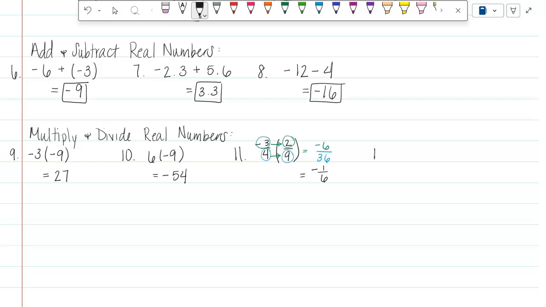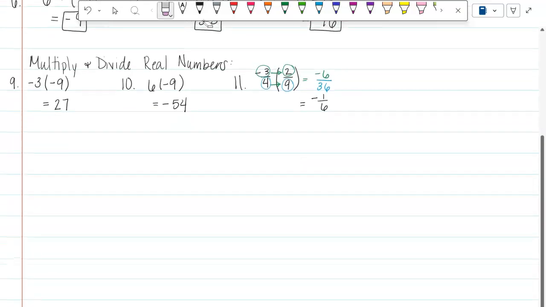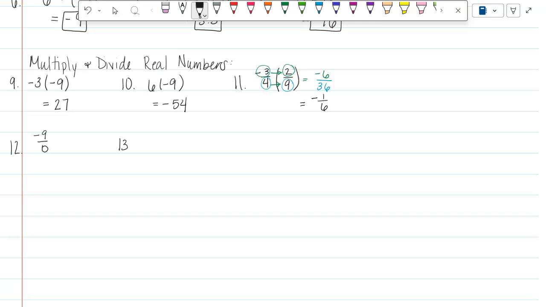Example number 12. I'm going to move this down below. For example number 12, I've got negative 9 divided by 0. When dividing by 0, we're going to have to figure out which one is going to be 0 and which one is going to be undefined. So I'm going to write down example number 13: 0 divided by negative 12.